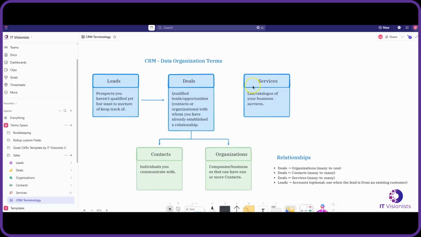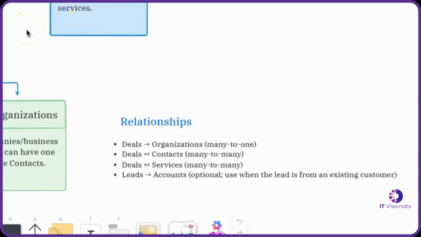Now there are relationships between these entities. Deals can be related to organizations, so one organization can have many deals. Deals can also be related to contacts. One contact can have multiple deals, and deals can be related to services. Leads can be related to accounts, but this is optional. You can use this when the lead is from an existing customer.